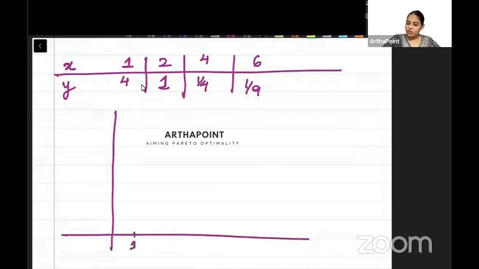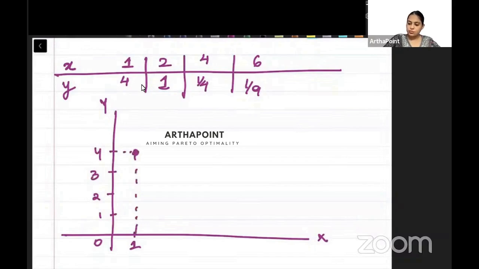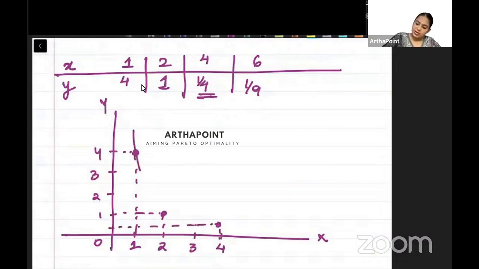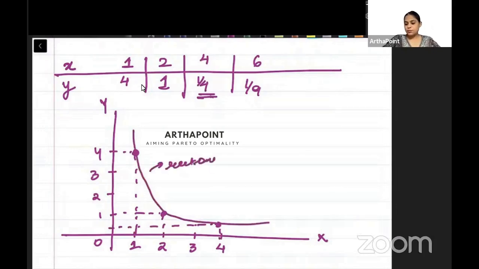When x is 1, this is x, this is y. When x is 1, y is 4. 1, 2, 3, 4. When x is 2, y is 1. When x is 4, y is 0.25. 1 by 4. 0.25 माने कहीं यहाँ पे. So you will see that it will be a rectangular hyperbola. इसको बोल देते हैं rectangular hyperbola.